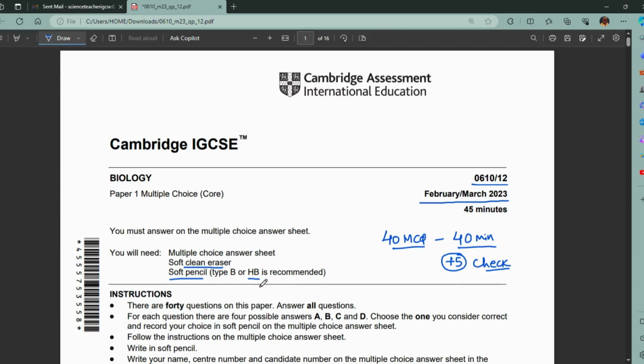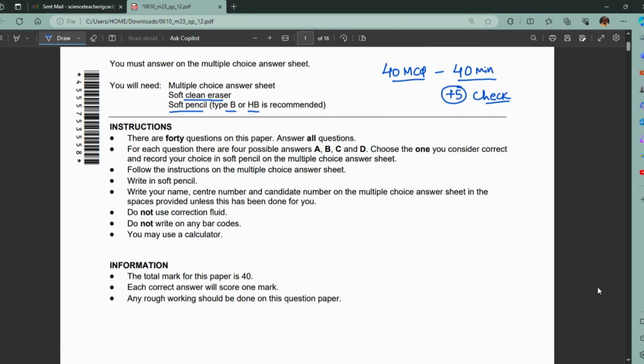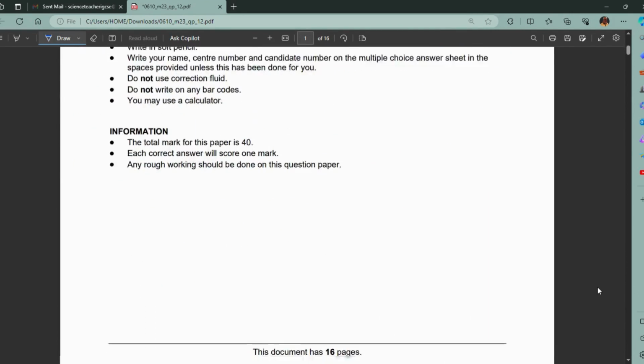IGCSE do recommend an HB or B type of pencil. Use a proper soft eraser. Don't use whitener. Please don't use it. Okay, right. Wherever you need a calculator, you can use that. So that was a simple bit of instructions before you go to your examination, right?